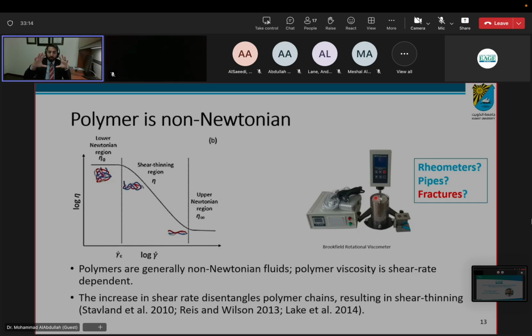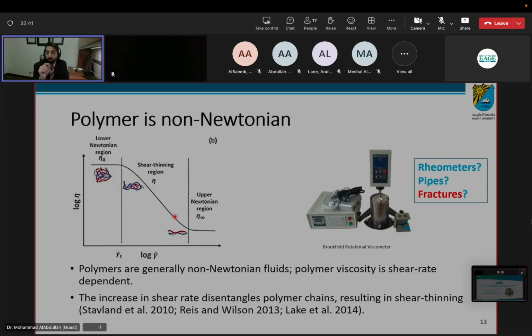Instead of having that coiling shape, it will just straighten out the molecular structure, just like here. And then you will have shear thinning, a reduction in my viscosity, right? So whenever I have an increase in velocity or shear rate, it will disentangle it, and then you will have a reduction in the viscosity. This is important to think of.